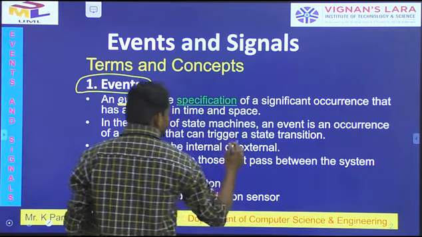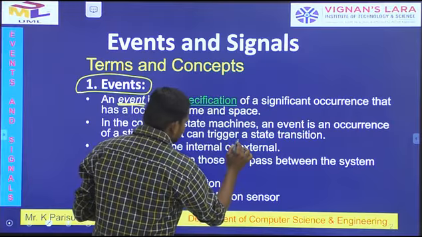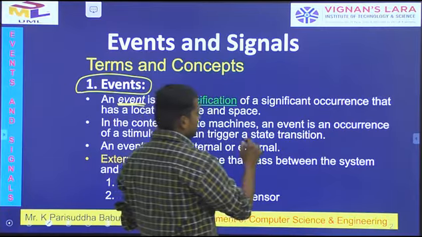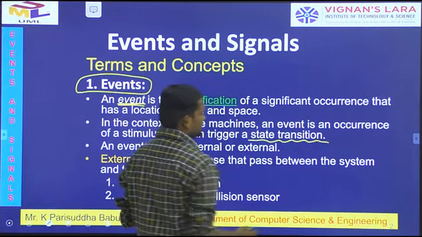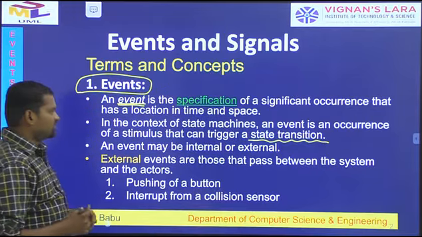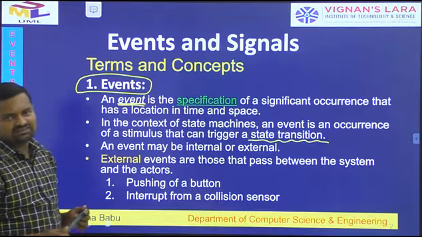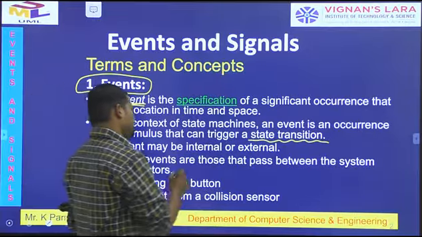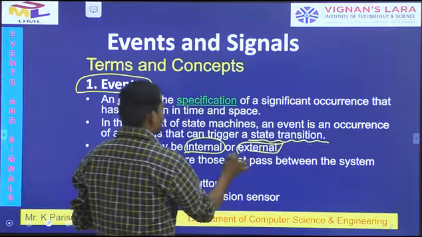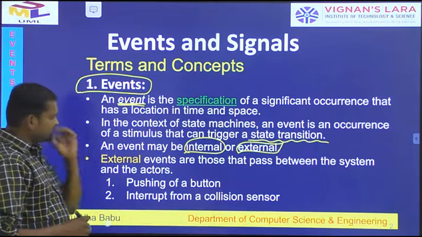In state machines, an event is an occurrence. When it occurs, it can trigger a state transition at a particular time. In that state transition, the event will occur. An event may be an internal event or an external event. Events may be of two kinds, internal events or external events.